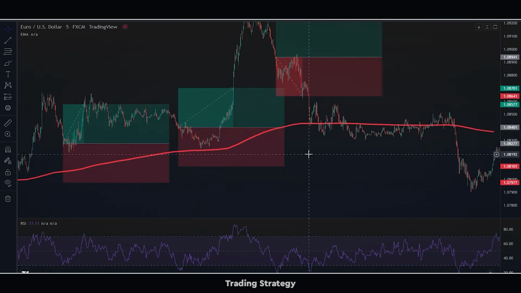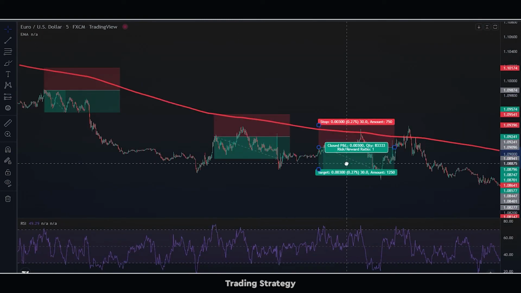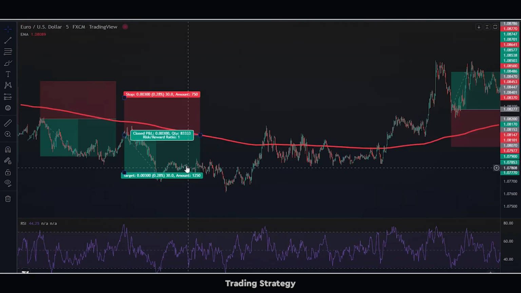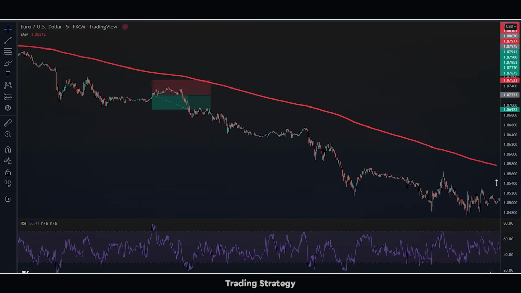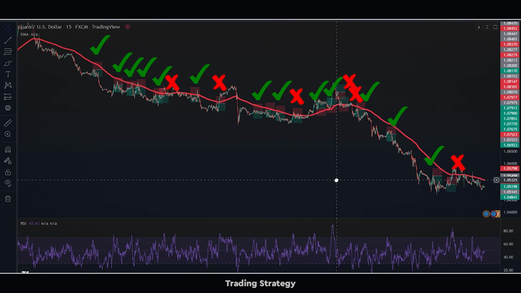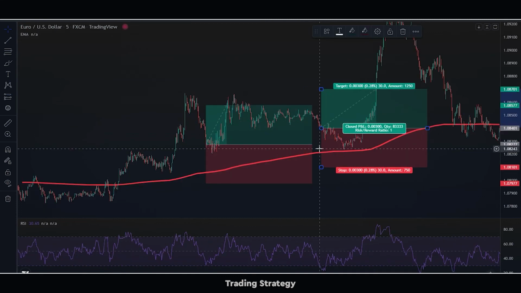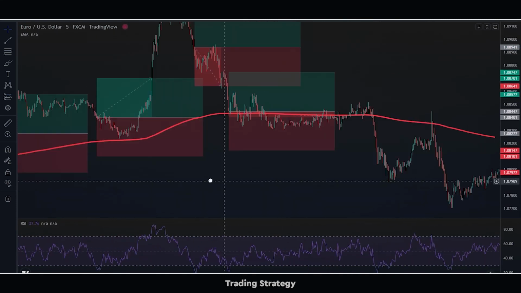Look at all the trades that would have been winners if we had followed this strategy. And ready! I hope this strategy has been useful to you.